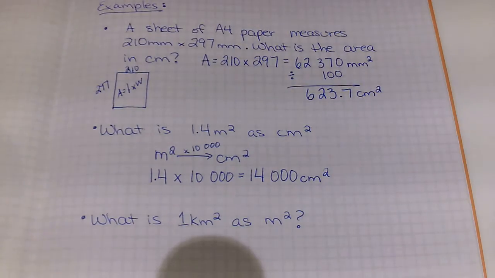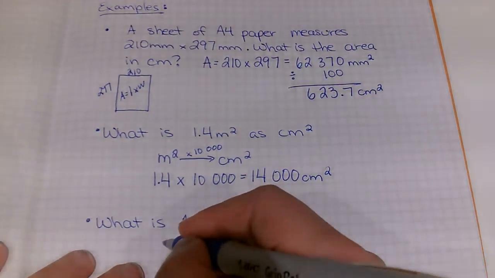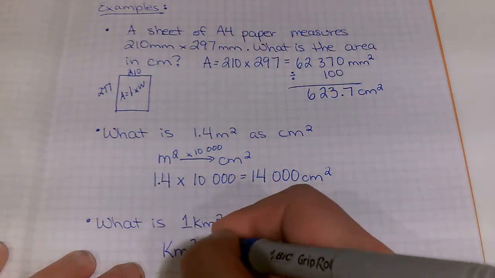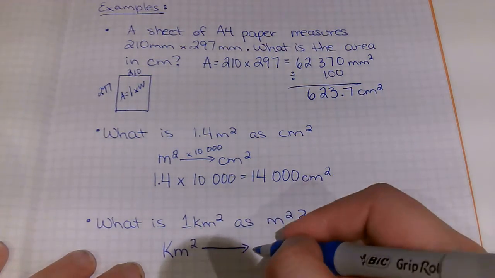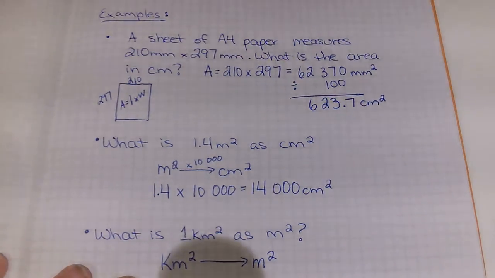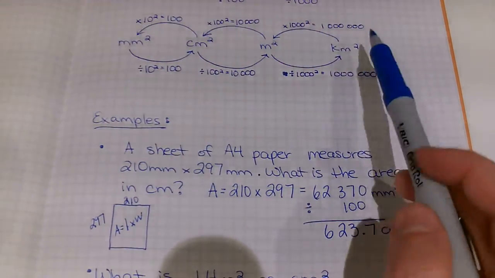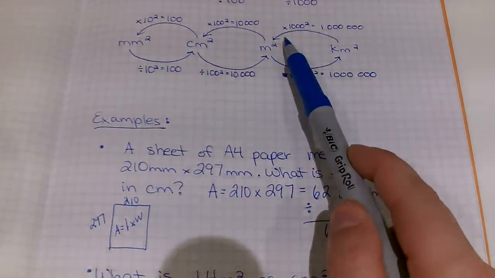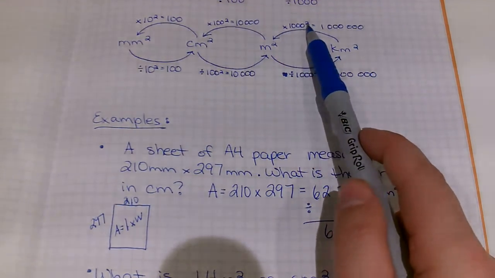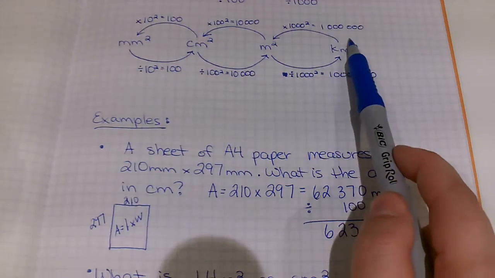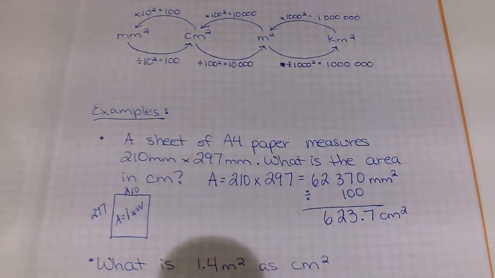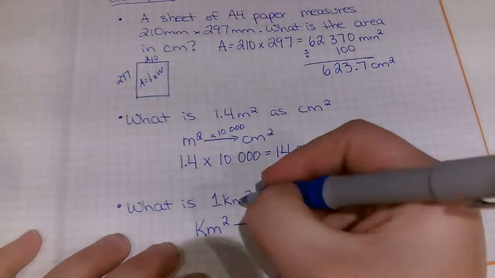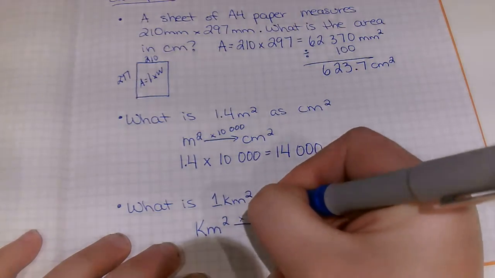Okay? Last question. What is 1 kilometer squared as meters squared? So I'm just going to write down first kilometers squared to meters squared. Then I'm going to take a look at my conversion rates at the top. Kilometers squared to meters squared times 1,000 squared, which would be a million. So I'm going to multiply by a million. So I'm going to write that down here, times 1 million.